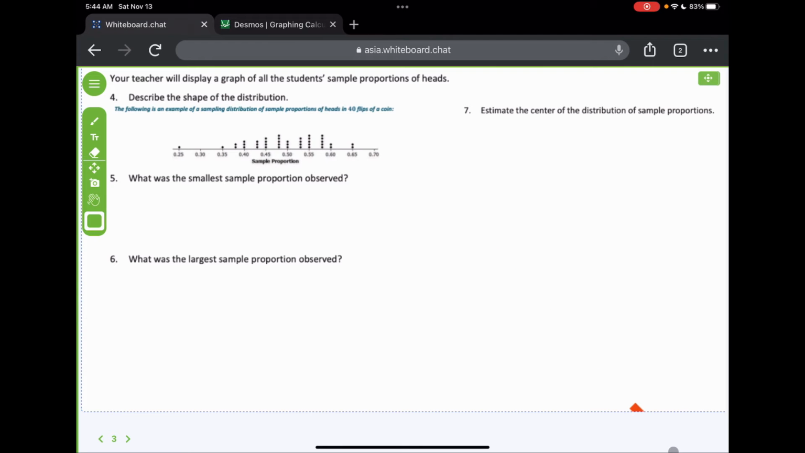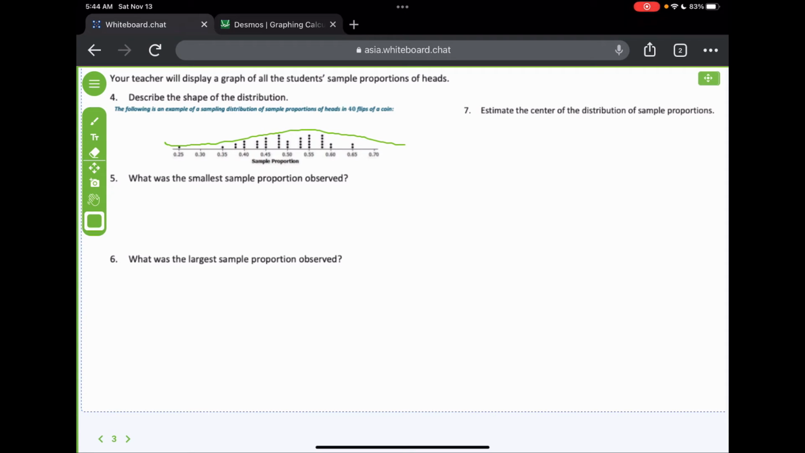Okay, so let's look at page 3. This says your teacher displays a graph. There it is. This is actually not the one from where I flipped the coins. This is the one from the teacher's edition. So it says describe the shape. If we looked at this shape here and we drew it, it would look something like that.